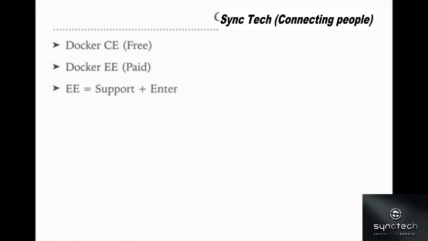Now let's talk about the stable and edge releases. Very first, Docker CE, we have already discussed, is a free version, and Docker Enterprise Edition is a paid version. Enterprise Edition comes with enterprise support and some stable release features, right?